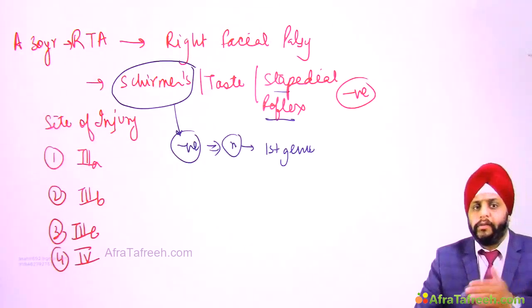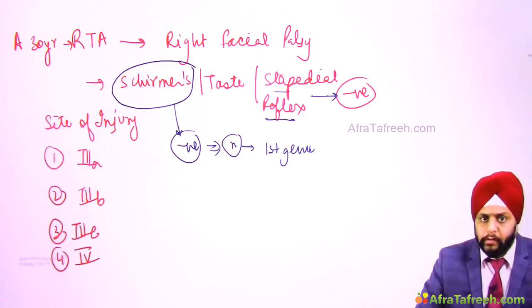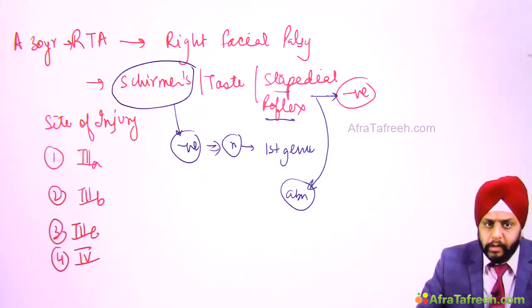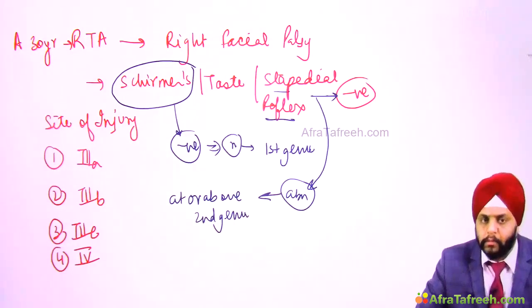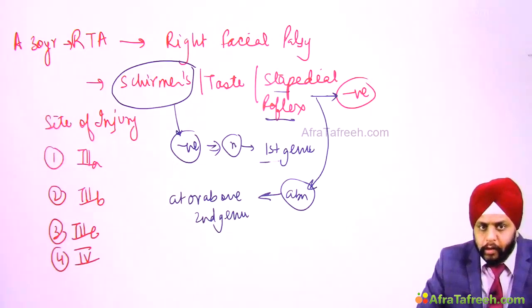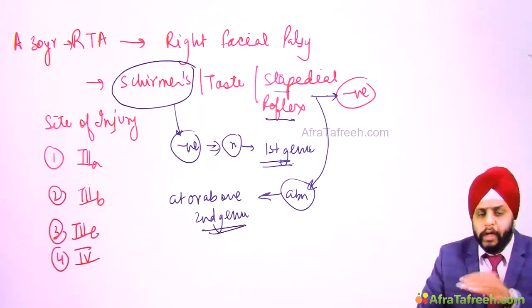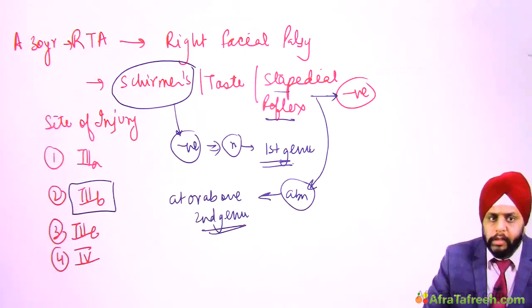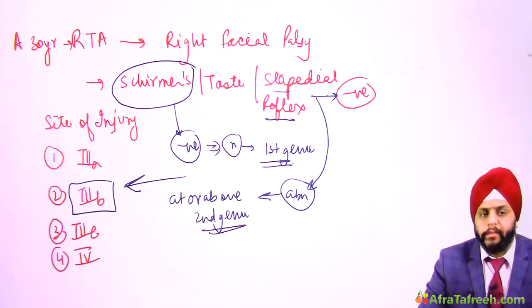Okay, the second test was stapedial reflex test. Now stapedial reflex test is negative. Stapedial reflex is usually positive. So if this test is negative, now this is abnormal. Okay, that means the injury has taken place at or above second genu. So you see, till first genu facial nerve was normal. Injury has taken place at or above second genu. What is between first genu and second genu? We have the tympanic segment, the segment 3B. So we have our answer over here. Okay, so answer is segment 3B.